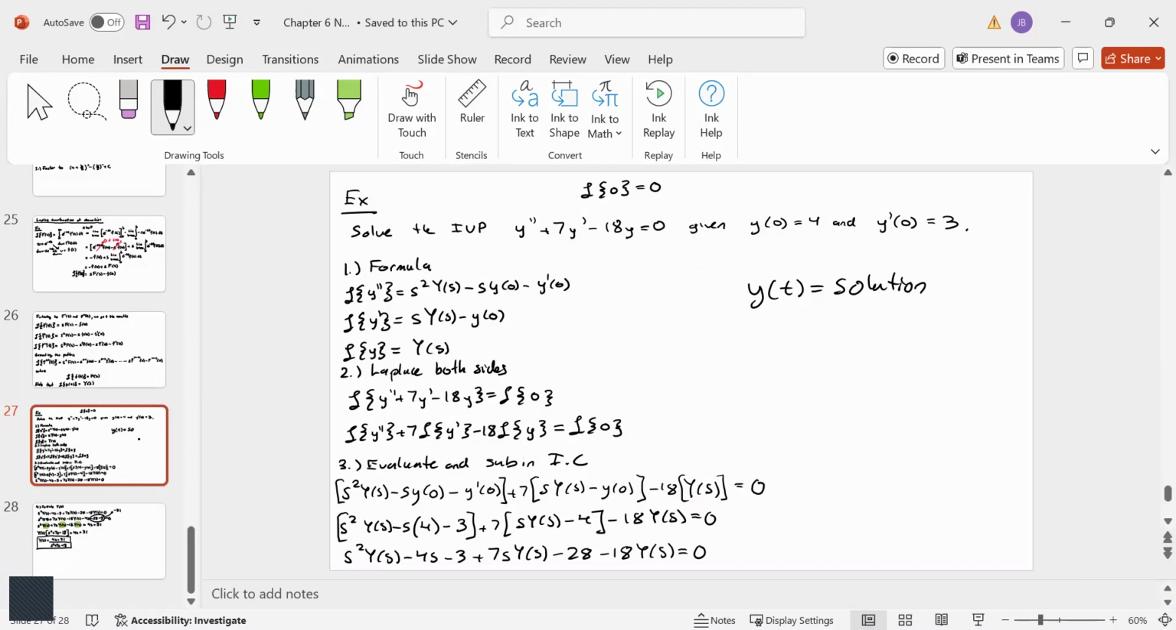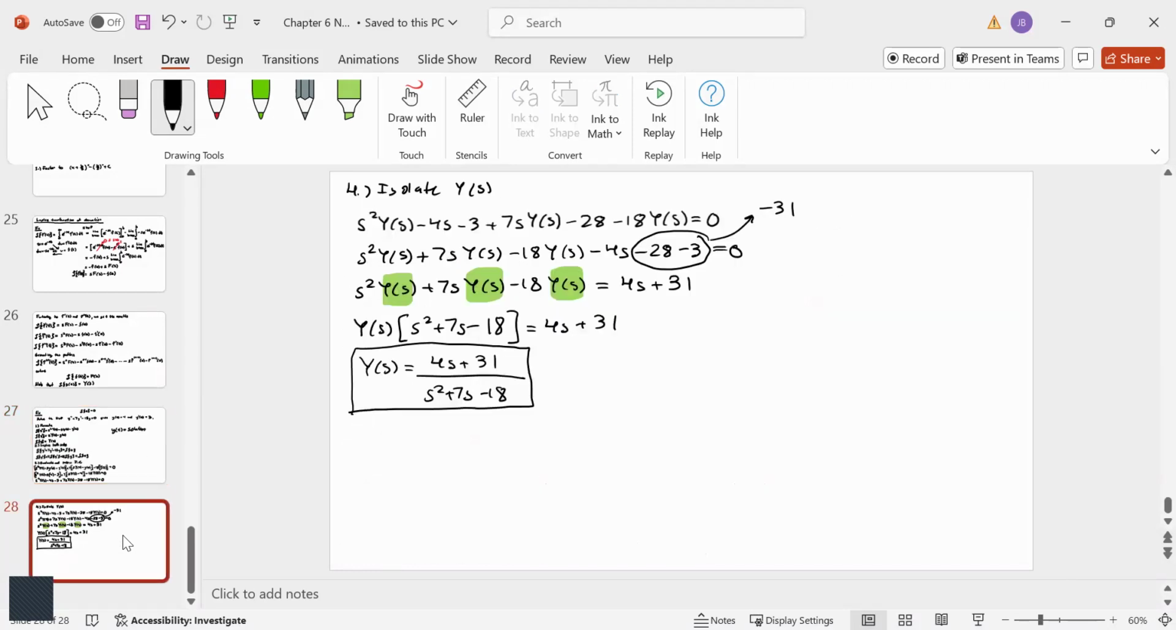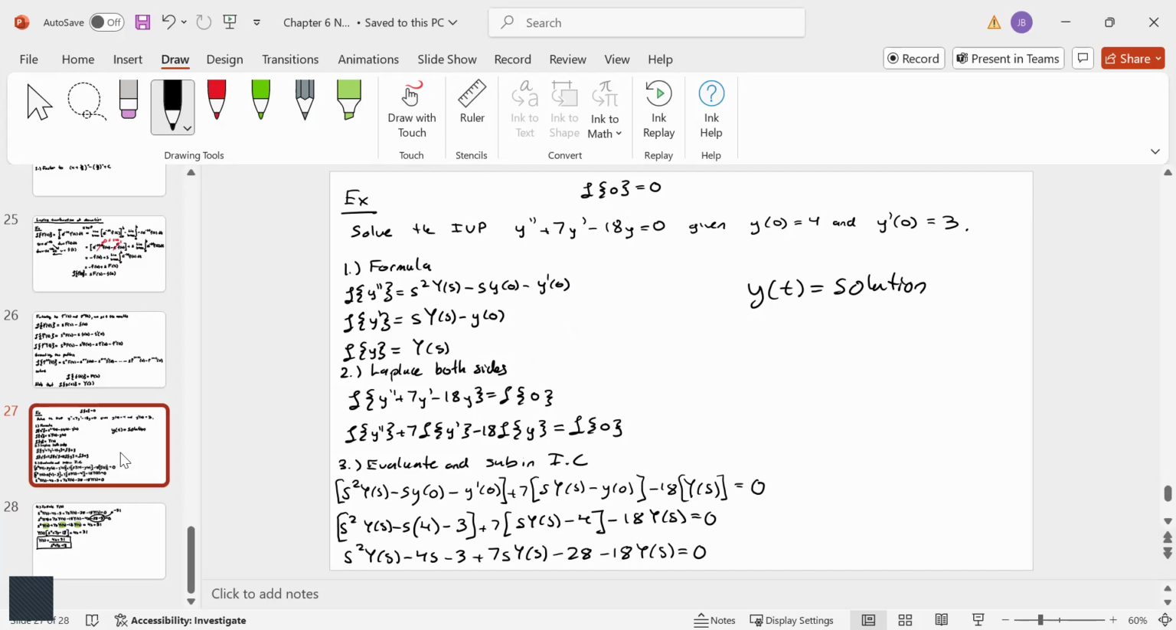Like, that's my answer. Y of t equals solution. I don't have a t variable anywhere. It's an s variable. So in a way, I am making the problem a lot worse because I just went away from the variable that I wanted. But you have to remember, this is not a good example in general of the power of the Laplace transformation. It'll be later when we do more complicated functions, functions that we can't really do the auxiliary equation with.